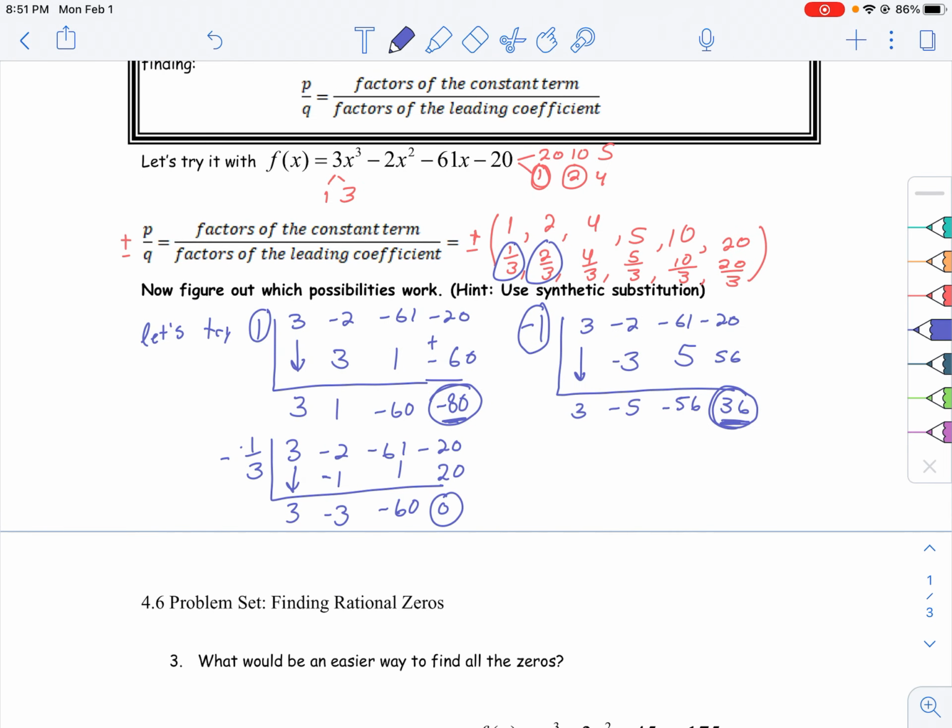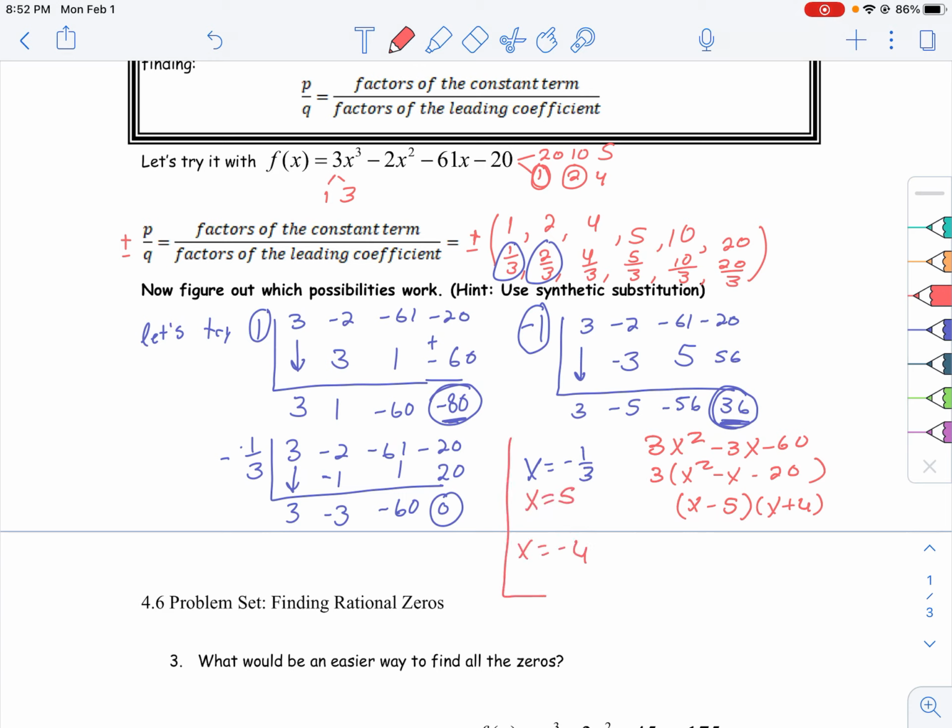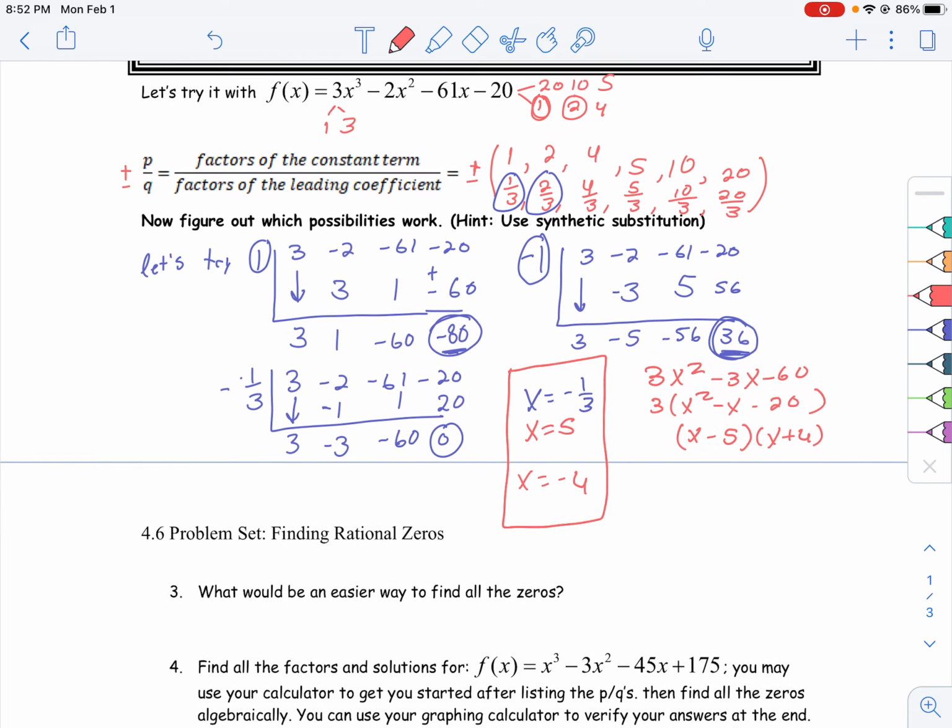So that tells us that x equals negative 1/3 is a solution. It also gives us this new equation, 3x squared minus 3x minus 60. So we can factor out a 3, which gives us x squared minus x minus 20. So that's going to be x minus 5 and x plus 4. So then our other two solutions are x equals 5 and x equals negative 4. And there we go. All three of the solutions for that problem.